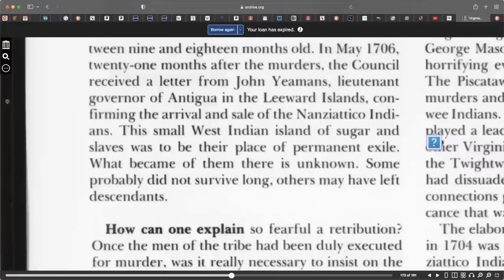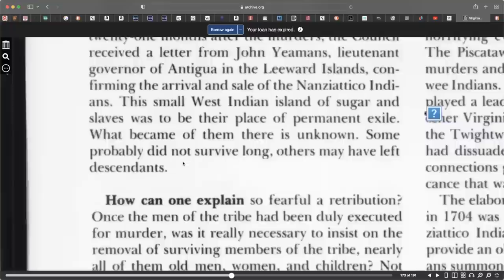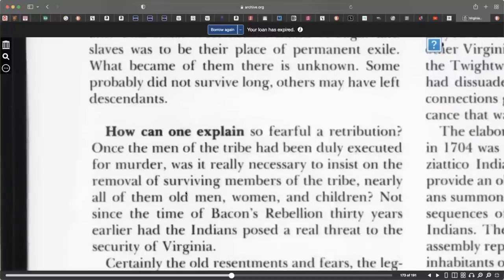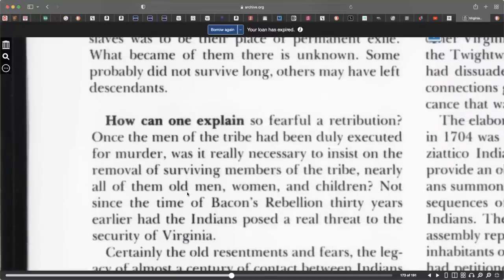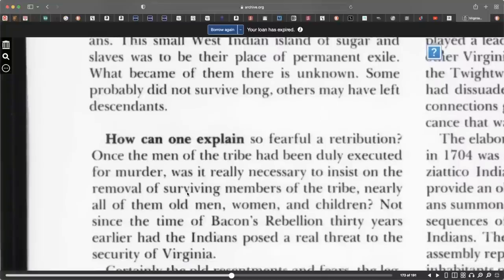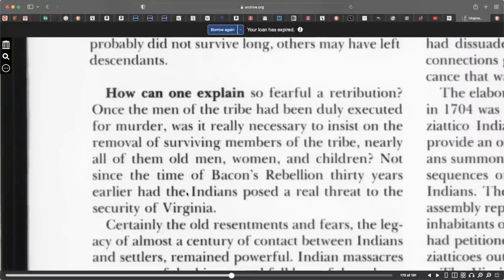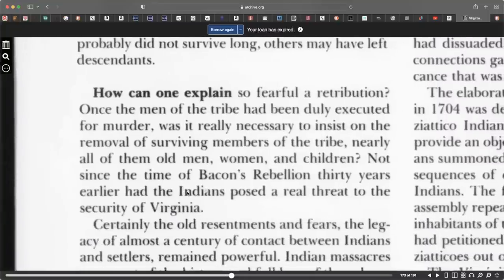Oh, you don't think so? Oh, you don't think a lot of the people in Antigua are Nanzatico Indians? Well, they are. How can one explain so fearful a retribution? Once the men of the tribe had been duly executed for murder, was it really necessary to insist on the removal of surviving members of the tribe?